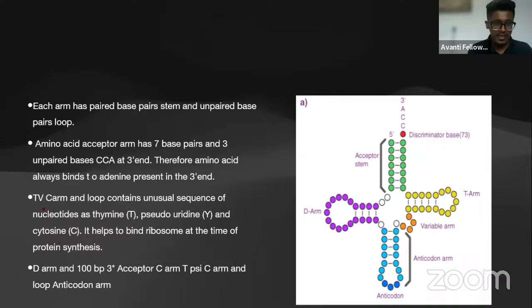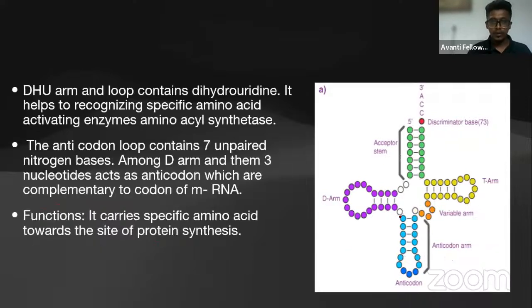Now, if you see the T-psi-C arm, that is the variable arm. What is the function of this? They basically help the ribosome to bind at the time of protein synthesis. As simple as that. Now we have the D arm. What is the role of the D arm? Let's see here. The DHU arm, what does it do? They help in recognizing specific amino acid sequences. So this one will help in binding of ribosomes.